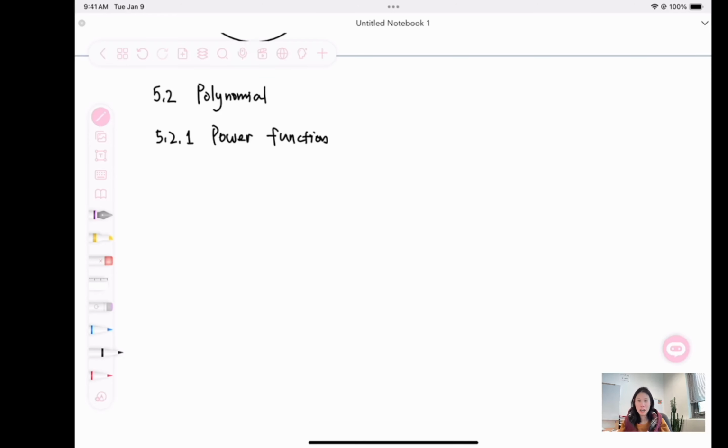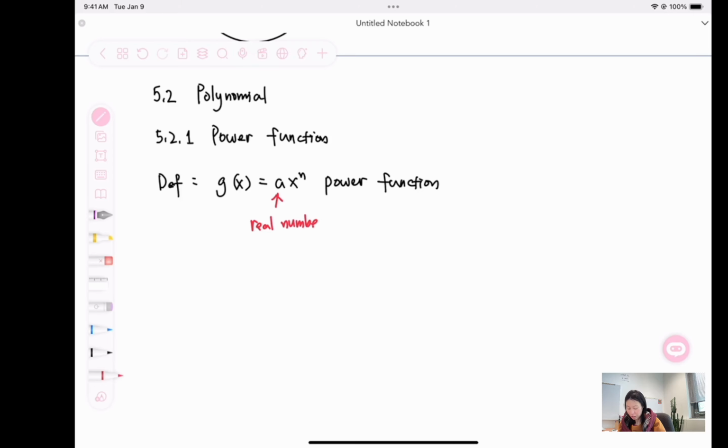Hello, in this video, I am going to talk about power functions. So, what is a power function? By the definition, a power function is a function that looks like this form. We consider this a power function where a is any real number. This is also called the coefficient of the variable. And then n will be a non-negative number.